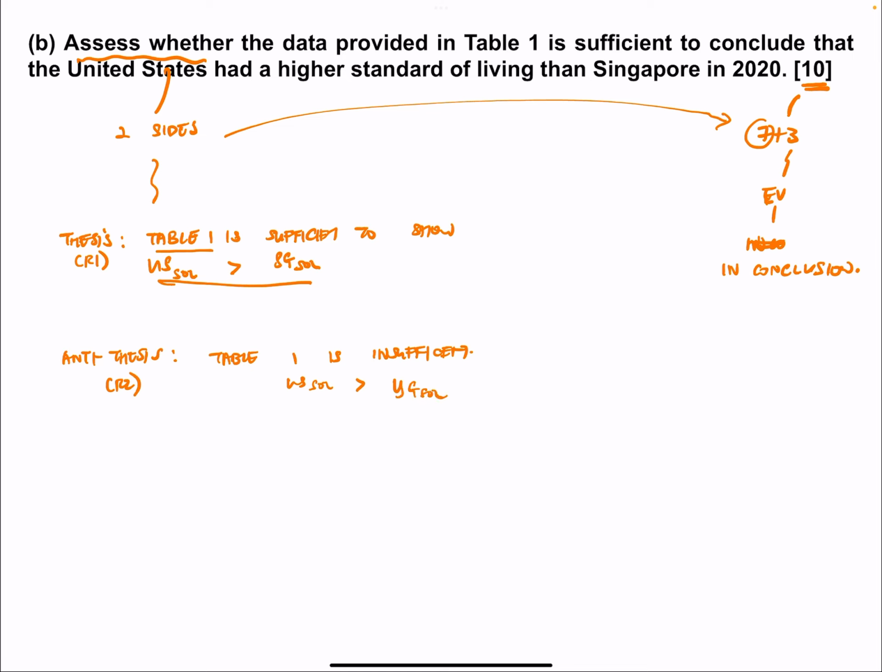Okay, so we need to make argument 1 first, which is Table 1 is awesome, and then argument 2, there are some gaps in Table 1 so you cannot show that standard of living in the US is higher than standard of living in Singapore. Okay, so we make argument 1 first, then argument 2, and then finally you end off with a conclusion. So that's how we're going to move.